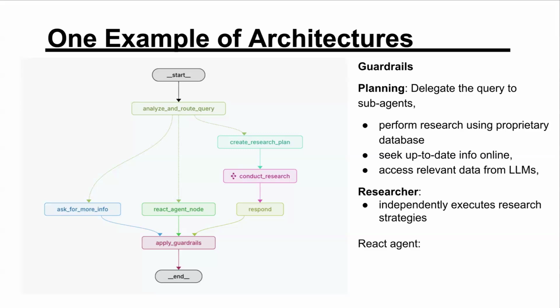So that's the decision, and the planning agent, which is called analyze and route query here, will make the decision and route it to the research plan route. And it will go through research and generate a response.